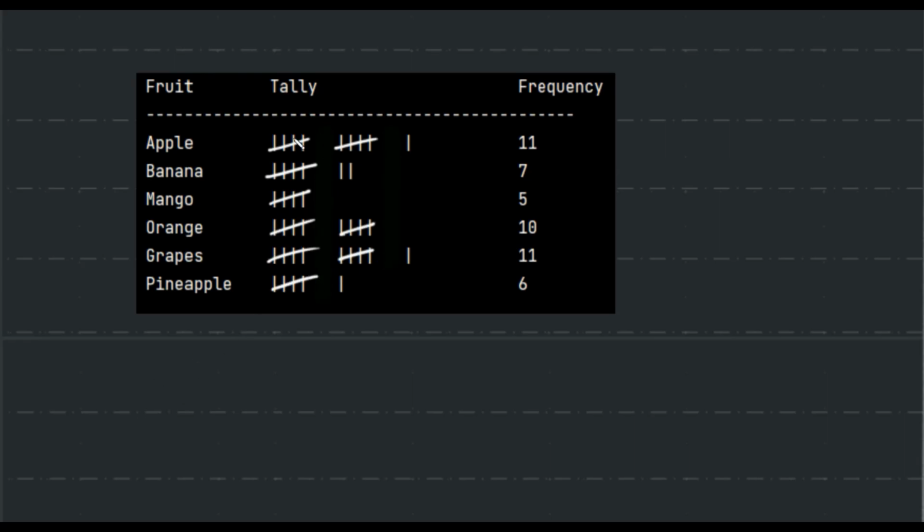Okay. So let me explain this. So Apple, 11 people prefer Apple. So 1, 2, 3, 4, 5, 1, 2, 3, 4, 5 and 1. That's how you represent 11. Say you have 7 people. Okay, how do you represent that? 1, 2, 3, 4, 5, 6, 7. Say you have 13 people. How do you represent that? 1, 2, 3, 4, 5, 1, 2, 3, 4, 5 and 1, 2, 3.